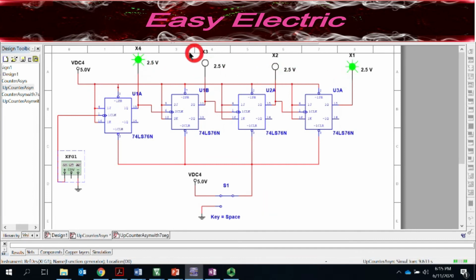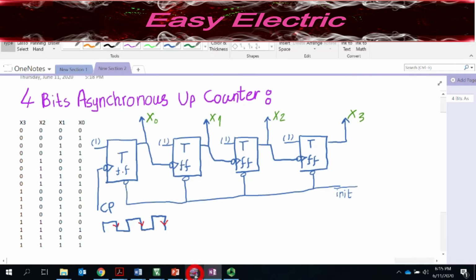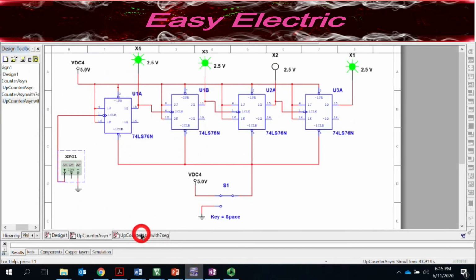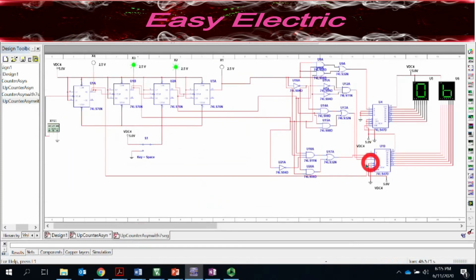We have the output in binary. If you watch our other videos, we have one video where I explain how you could convert the binary to 7 segment. So what I did, I connected this counter to the binary to 7 segment converter, because I want to see these numbers 0 to 15 on the 7 segment. I don't want to see the binary numbers. I probably have that here. Yeah, so this is the same thing.